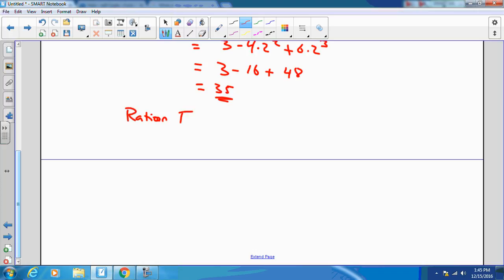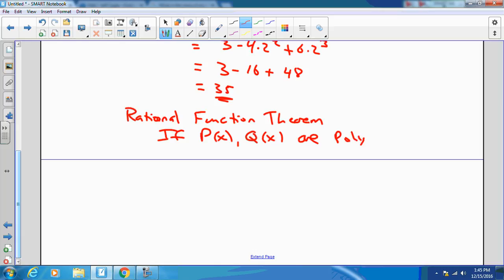Likewise, our rational function theorem allows us to directly substitute in the case of rational functions.